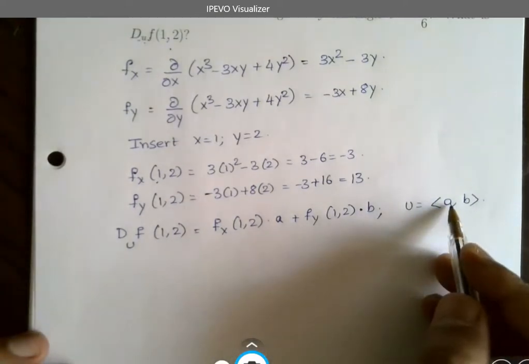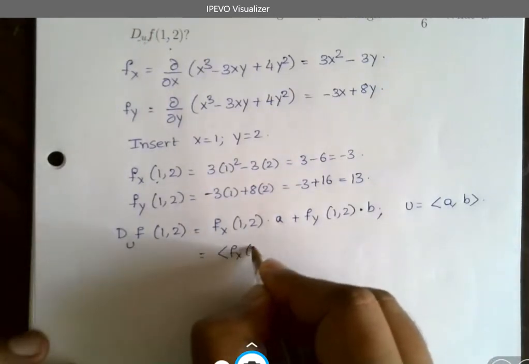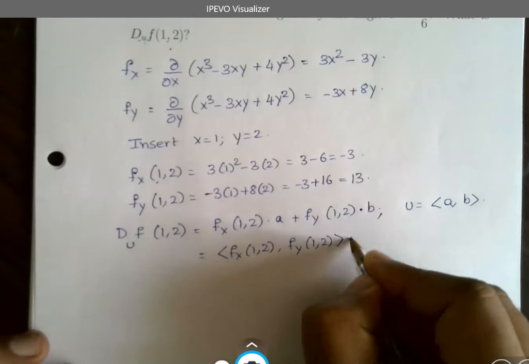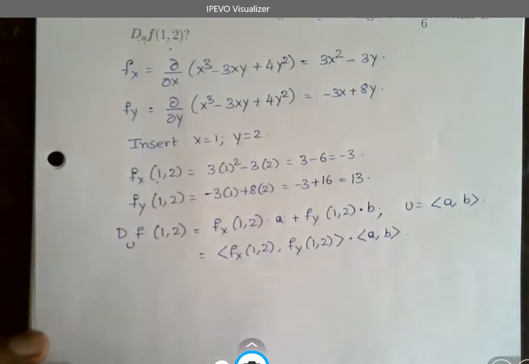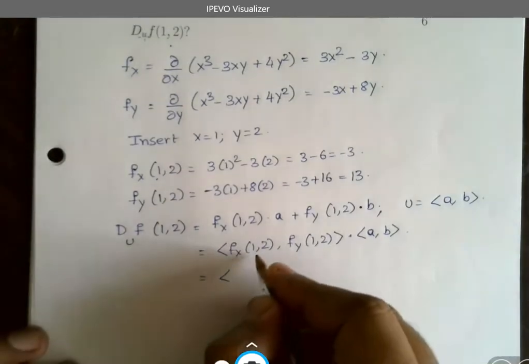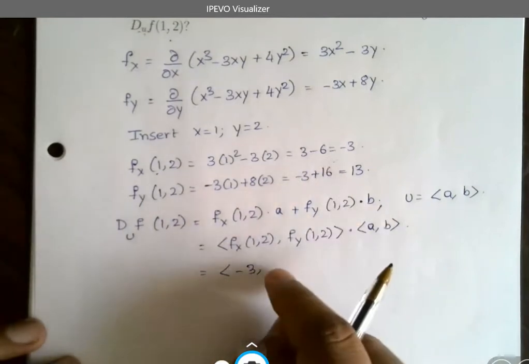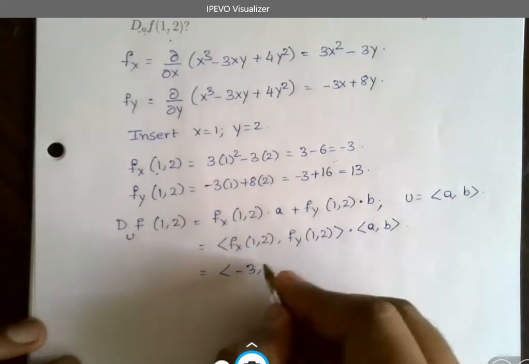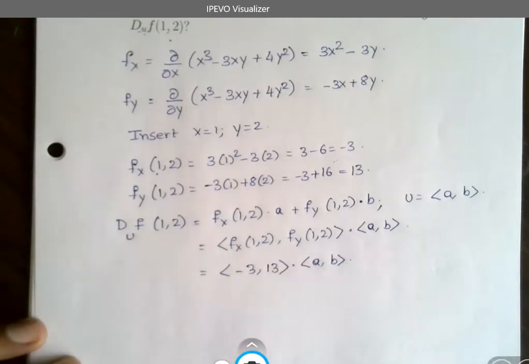So let me write this out. This is the dot product of (fx at (1, 2), fy at (1, 2)) with (a, b). This is a gradient vector, and that is your u. We don't know that, right? So the partial derivative of f with respect to x is evaluated to be -3, and the partial derivative with respect to y is evaluated to be 13. We don't really know (a, b), but we only know that it is a unit vector, right?